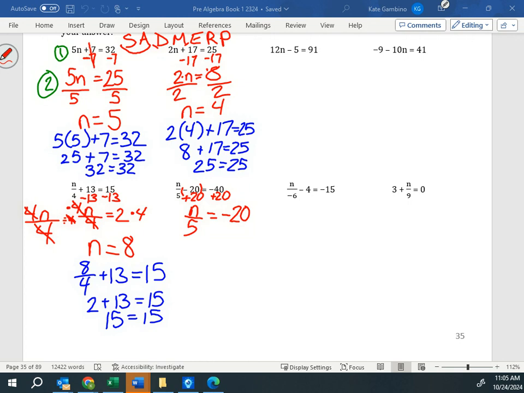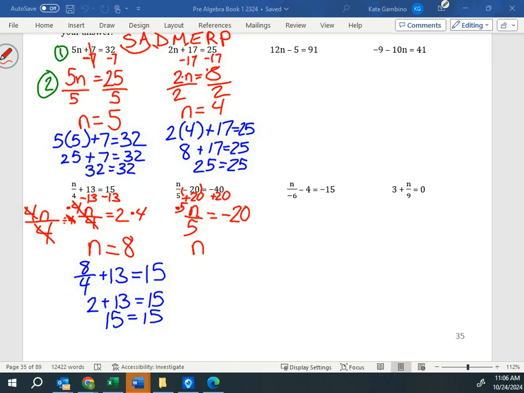Do I divide? I'm dividing here. Remember, I want to do opposite operations. So if I'm dividing in my equation, what's the opposite of dividing? Multiplying. So I'm going to multiply by 5 because I want to get n by itself. I'm always going to look for my variable. What operation is happening to my variable? If it's dividing, I'm going to do the opposite. I'm going to multiply, because that's going to give me n by itself.